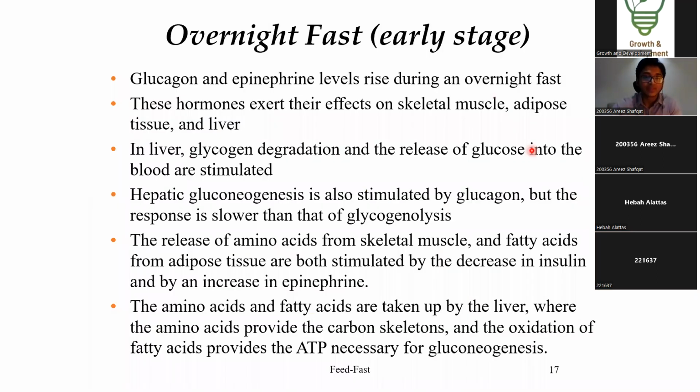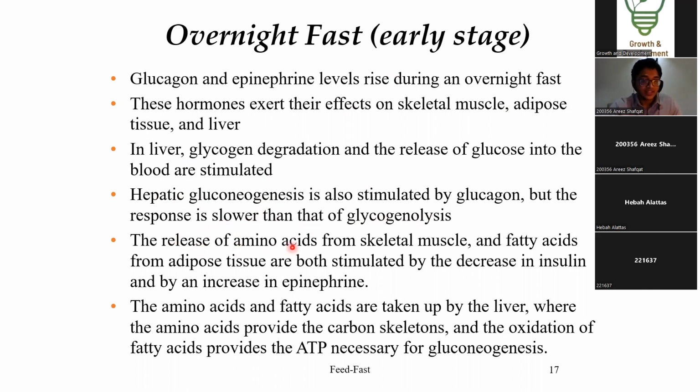Excellent. This is basically, again, summarized in words. Glucagon and epinephrine levels rise when you're fasting. These hormones exert their effects on skeletal muscle, adipose tissue, and the liver. Glucagon mainly on the liver, epinephrine on the skeletal muscle and the adipose tissue. In the liver, glucagon causes glycogen breakdown and gluconeogenesis, although gluconeogenesis is slower than glycogen breakdown.